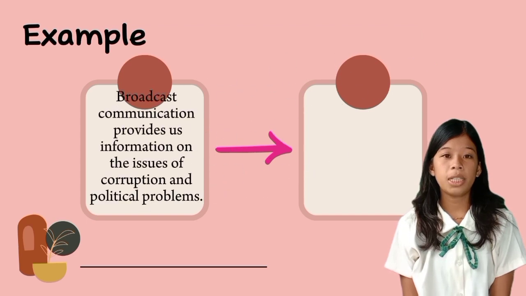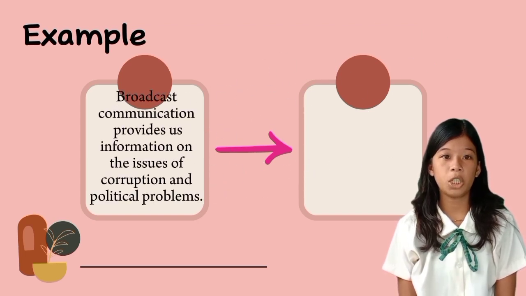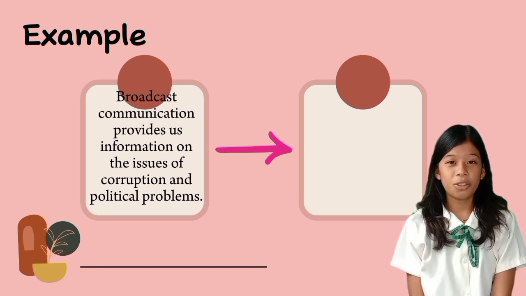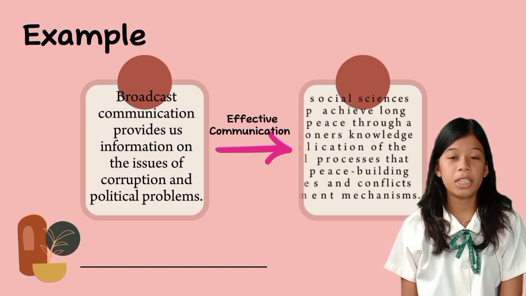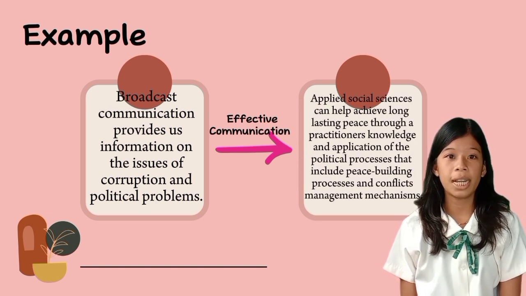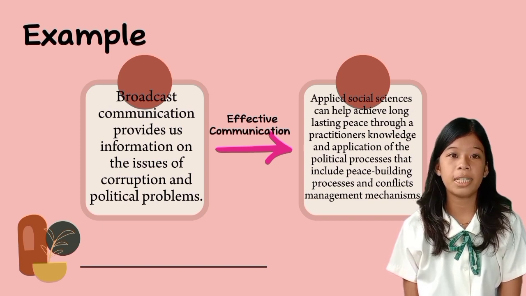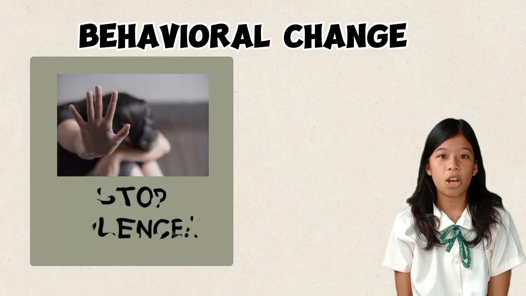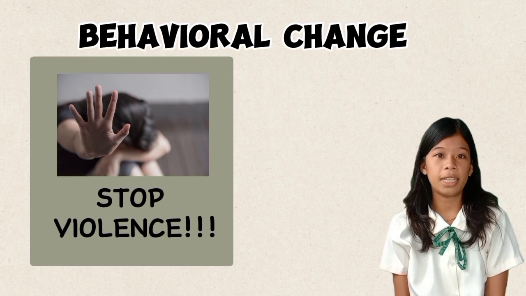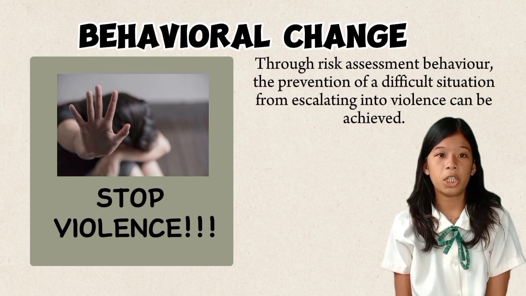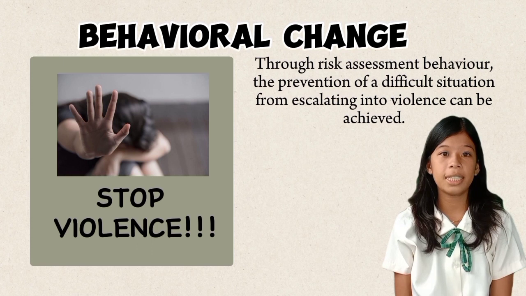For example, broadcast communication can provide us information on the issues of corruption and political problems that affect us today. Through effective communication, applied social sciences can help achieve long-lasting peace through a practitioner's knowledge and application of the political processes that include peace-building processes and conflict management mechanisms. The applied social sciences is also important in the prevention of violence through risk assessment behavior. The prevention of a difficult situation from escalating into violence can be achieved.